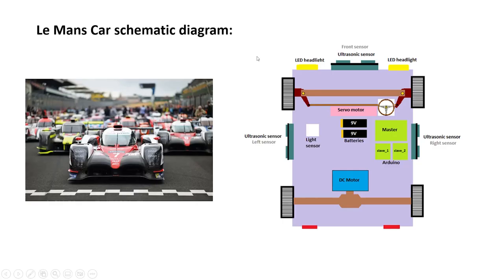So this is the layman schematic diagram. We have a light sensor, two LED lights, three ultrasonic sensors, a battery, a DC motor, a servo motor, an Ackermann steering assembly, and a master and two slave Arduinos.